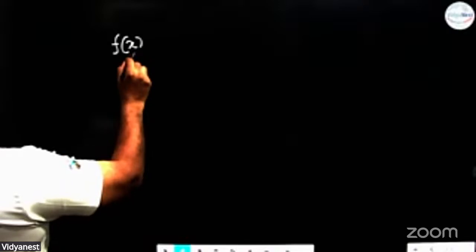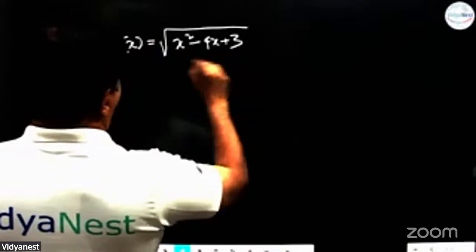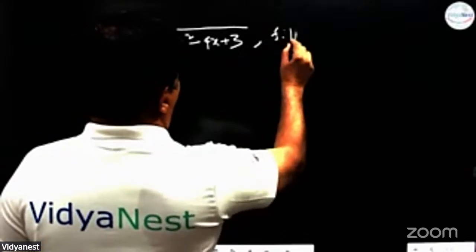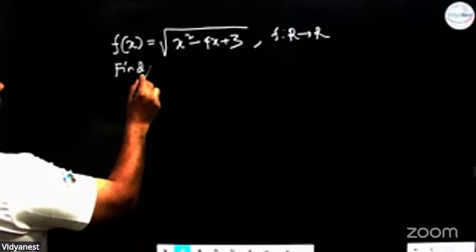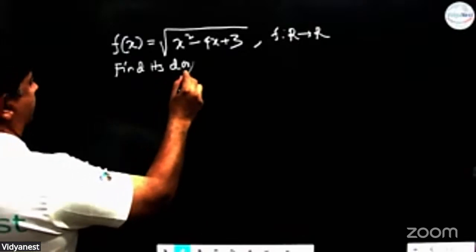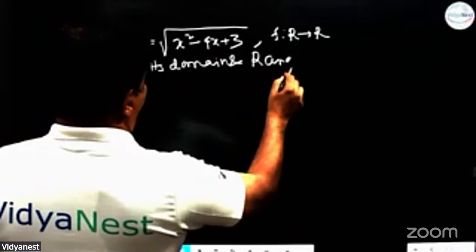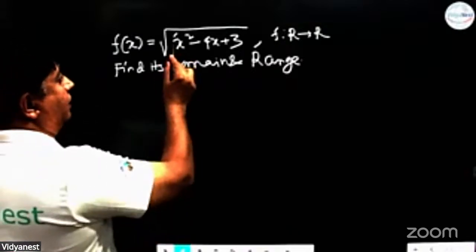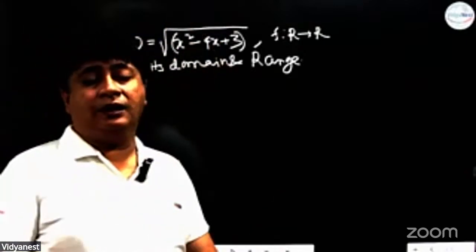Now, suppose you have got root over of x square minus 4x plus 3, and the function maps from real number to real number. Find its domain and range. See, the function will be defined if the term that is kept under root is greater than or equal to 0.